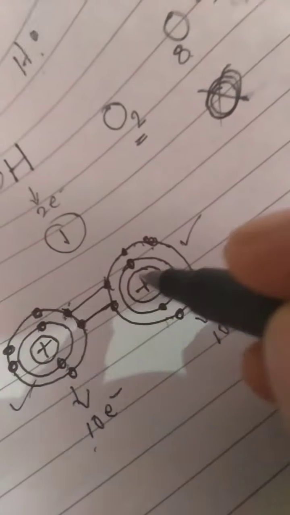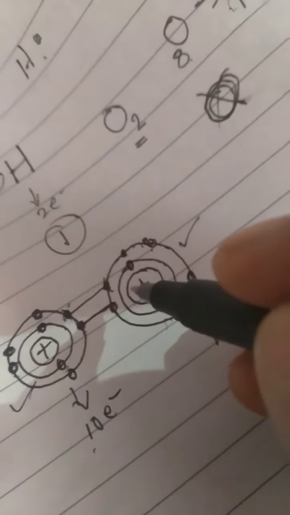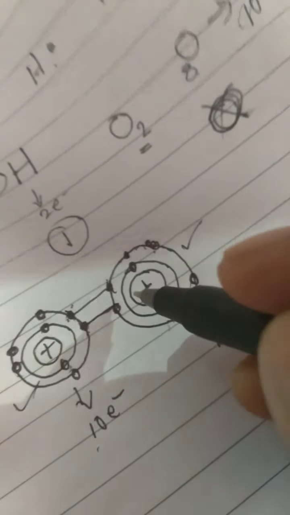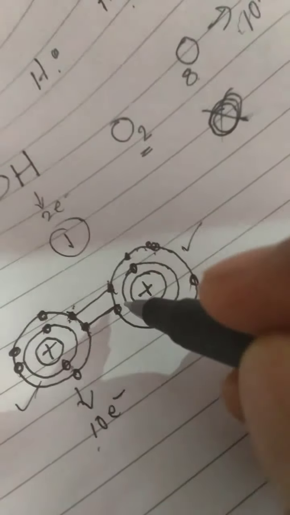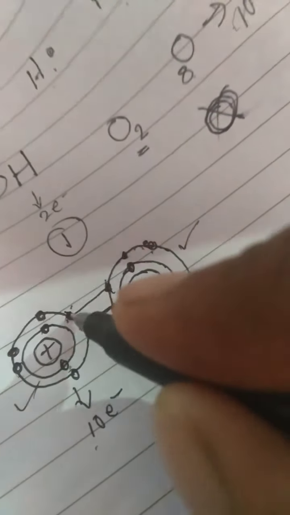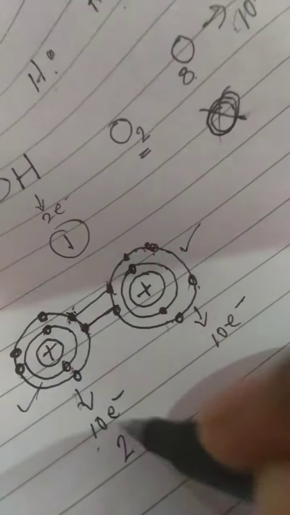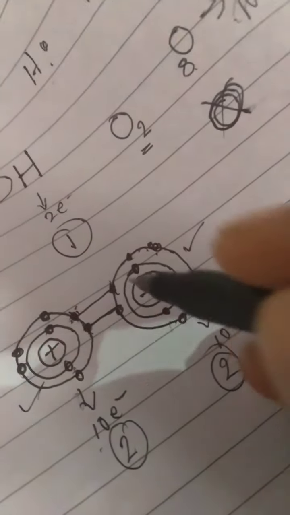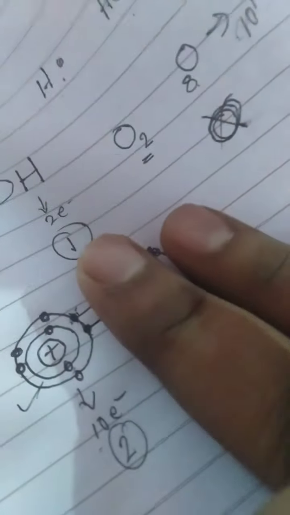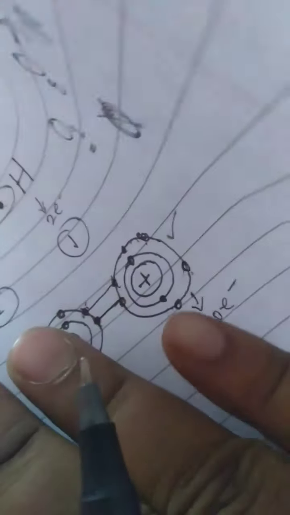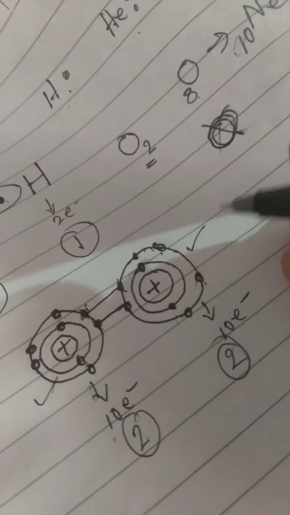Now if I ask you what is the valency of this oxygen, can you tell me? Just think, what can be the valency? How many electrons has each oxygen shared? 2 electrons. This oxygen has shared 2 electrons, and this oxygen has also shared 2 electrons. So what is the valency of this oxygen? 2. And this oxygen? 2. Yes, so the valency of oxygen becomes 2. Understood? So this is known as valency.